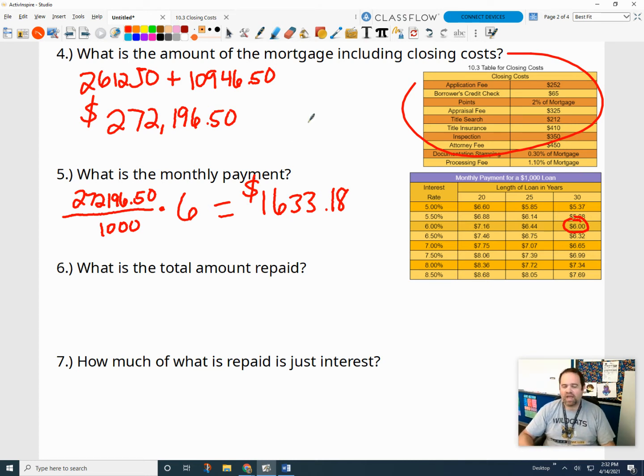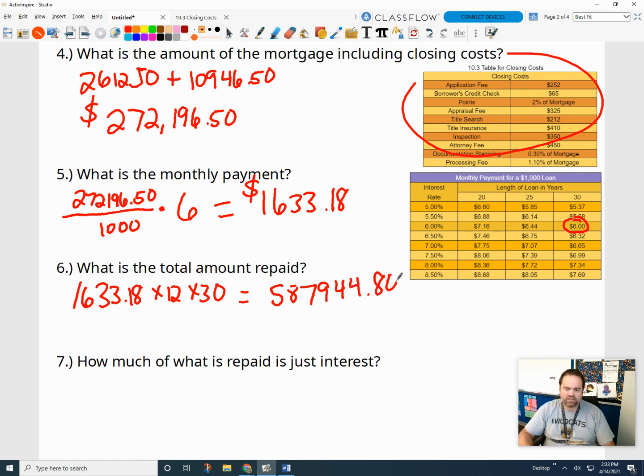So his monthly payment, every single month, he writes a check for $1,633.18. He's going to do that for 30 years. So the amount of his payment times 12 months in a year times 30 years. He's going to pay back $587,944.80. It's a lot of money, guys.